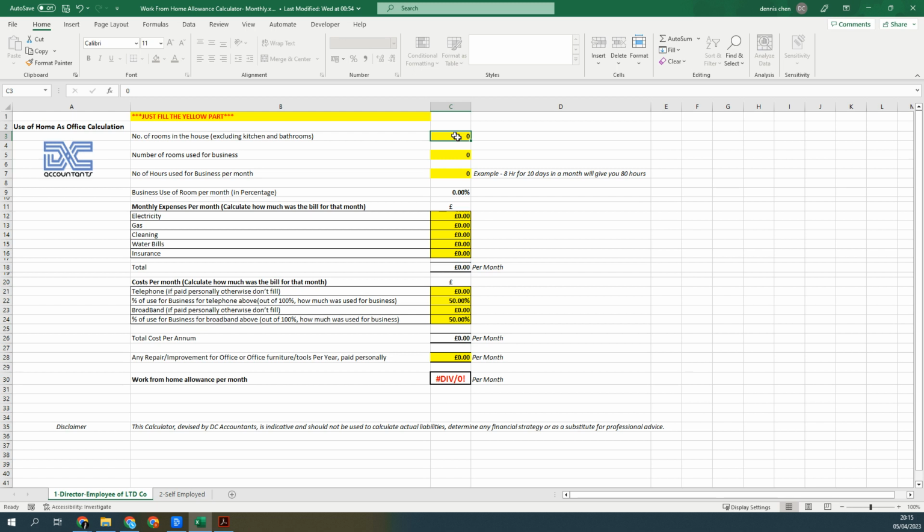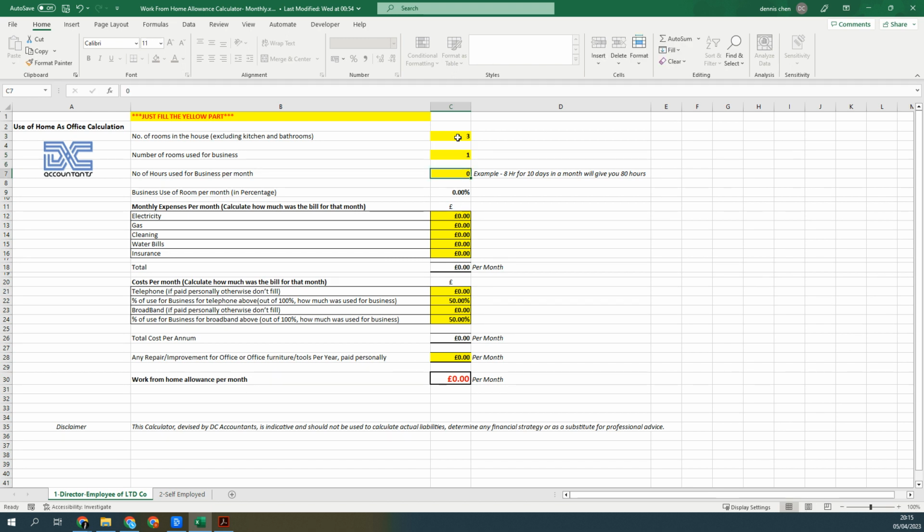Over here, for the number of rooms used in the house, you would ideally exclude your kitchen and bathroom. So for the sake of argument, I put three here, including my living room. And if I use my bedroom for my business, I'll put one.